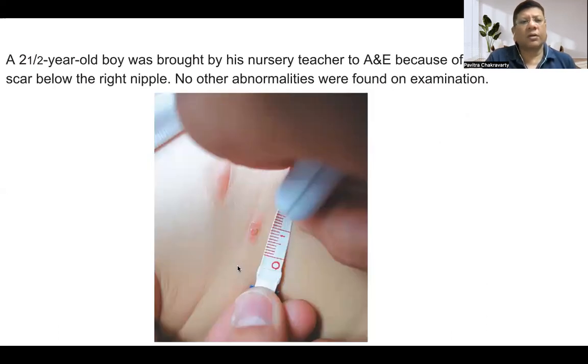We'll just move on to the next one. So this is a 2.5-year-old boy who was brought by his nursery teacher to A&E because of an unexplained scar below the right nipple. No other abnormality was found.